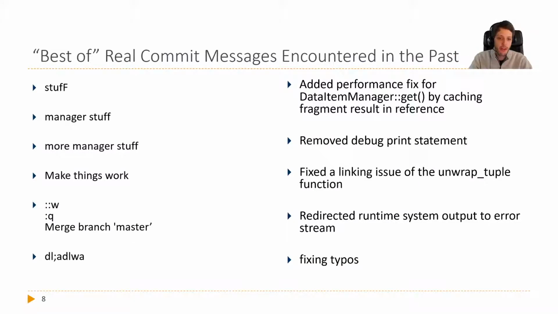Moving on to how they should actually look. You're not going to get too much information, for example, from the second one, because you have no idea what the repo is about, what the project was about, what the specific component was about. But if you had worked in this project, you would have a very good idea of what happened. So the first commit says "added performance fix". So it's something non-functional here. We're not talking about bug fixing. For data item manager get, which means we know the component and we even know the function of the component that was changed. By caching fragment result in reference.